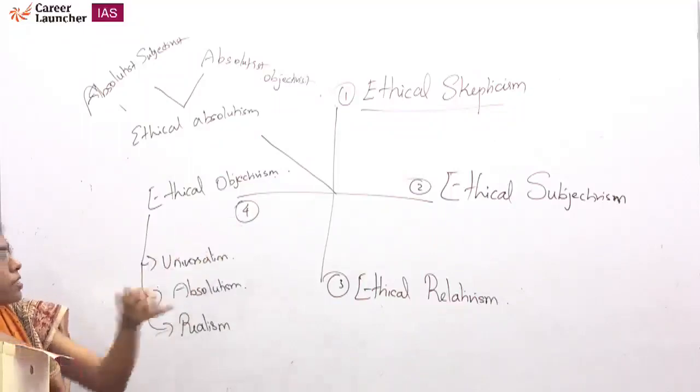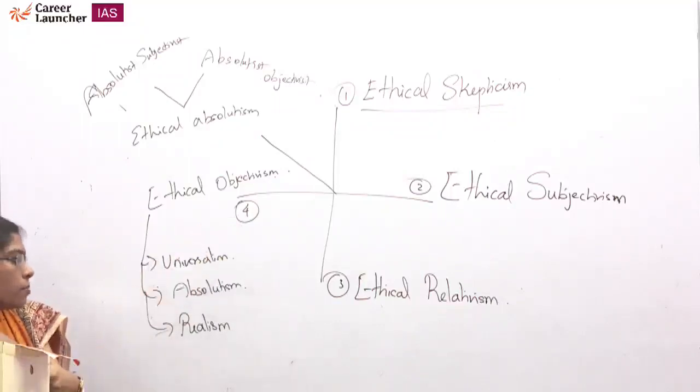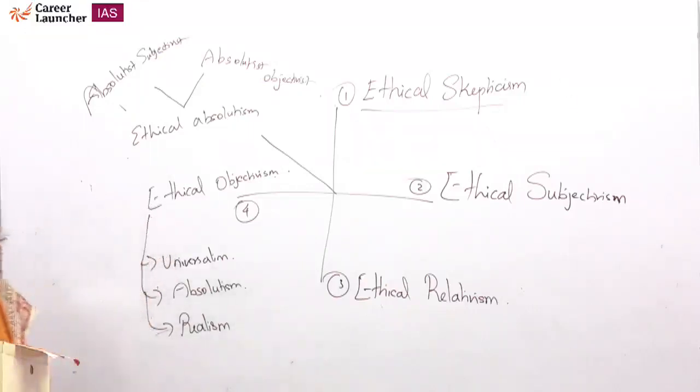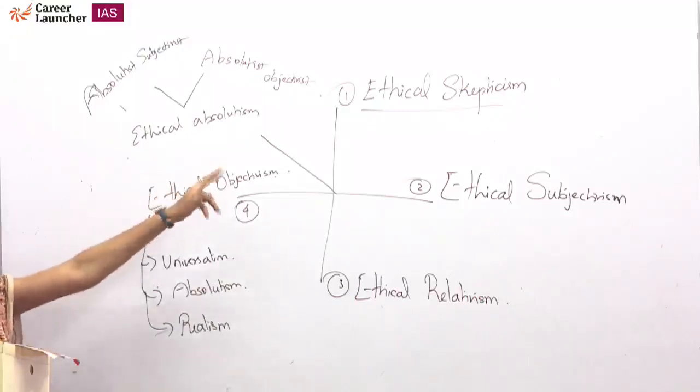Then we come to ethical subjectivism. But first, ethical skepticism means you are always doubting the existing moral principles. Any theory you state, they will be skeptical about it. They will say, whether it is true or not, we don't believe it. God, is he there? They will ask like that. The moral principles, are they there? Who gives that? Who says that those are the universal moral principles? So always doubting the existing moral principles is called ethical skepticism.